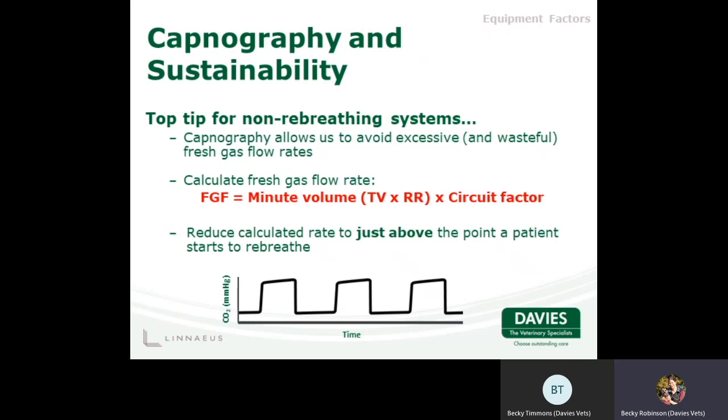And we can see an example of rebreathing in the schematic diagram on this slide. So rebreathing basically means the patient is breathing back in carbon dioxide from their previous exhaled breath, their exhaled gas. So they will have a trace which does not reach baseline, does not reach zero. And we want to avoid this, but with using a capnograph, we can reduce our fresh gas flow rate with our non-rebreathing systems down to the point just above where this occurs. So it allows us to use the minimal safe flow rate for that individual patient.